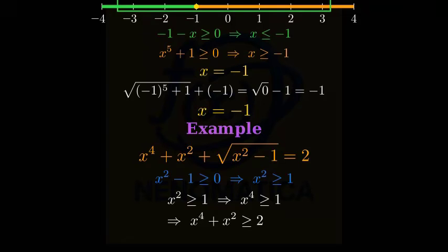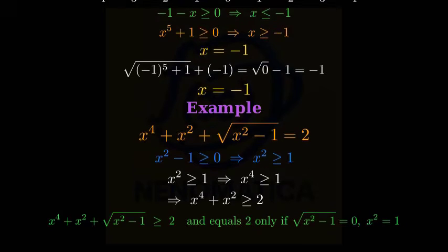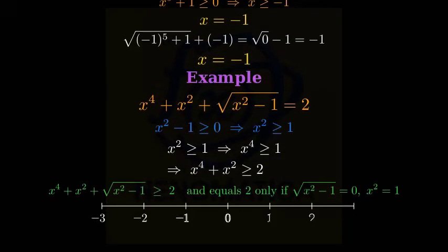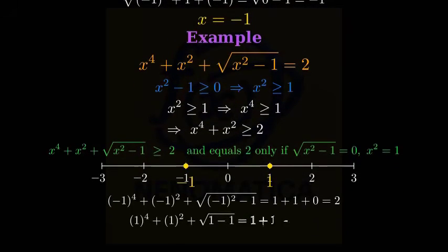Because the square root term is also non-negative, the left side is at least 2, and it equals 2 only when the square root is 0, and both x squared and x to the fourth equal 1. That forces x equals plus or minus 1. We quickly verify both solutions satisfy the equation.